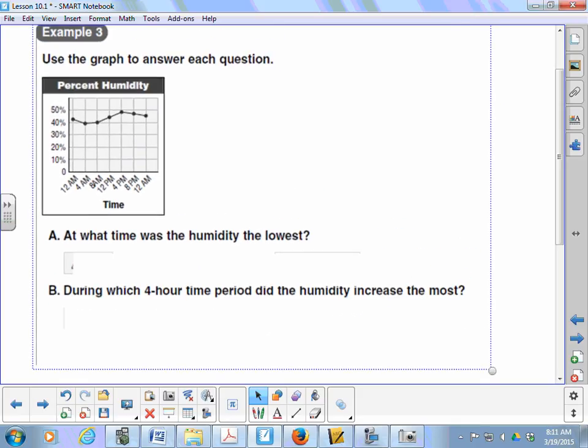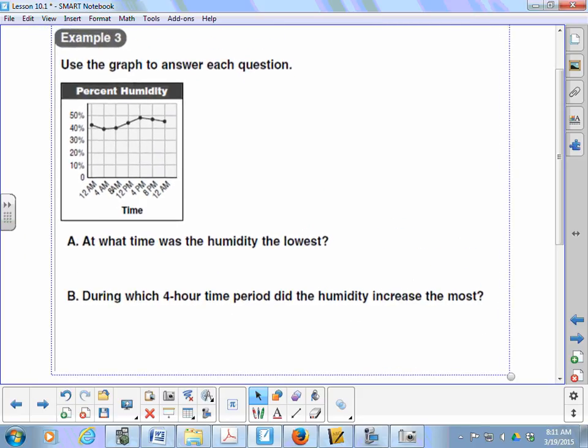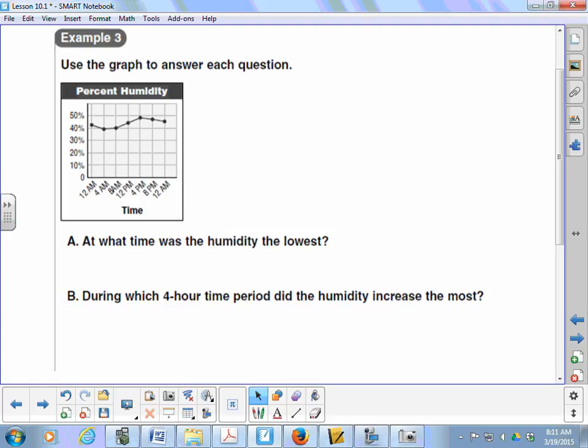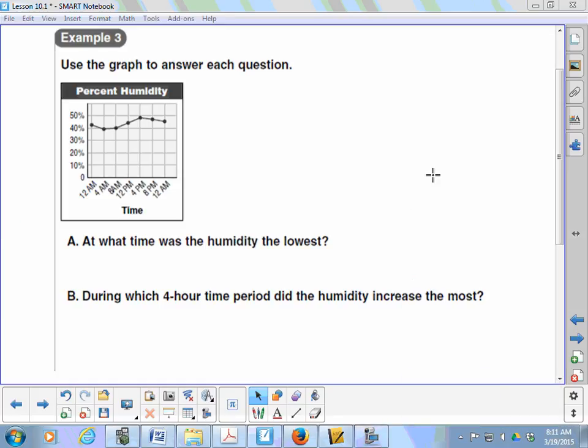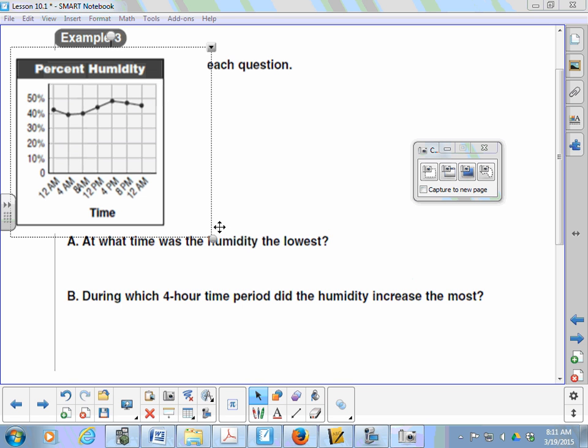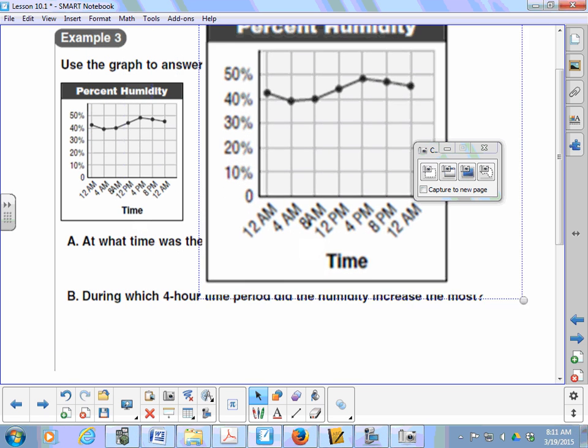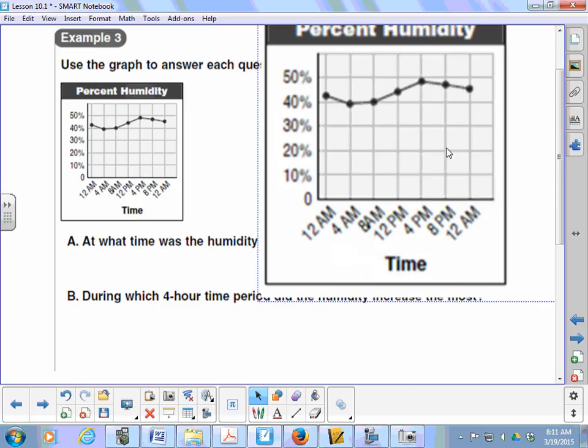Look at that. There's the answers. All right, forgot they were there. Okay, so at what time was the humidity the lowest? Can you guys see that good enough or not? Should I make it bigger? Okay. All right, what time was the humidity the lowest? And RJ, when would that be? 4 a.m. Okay, 4 a.m.